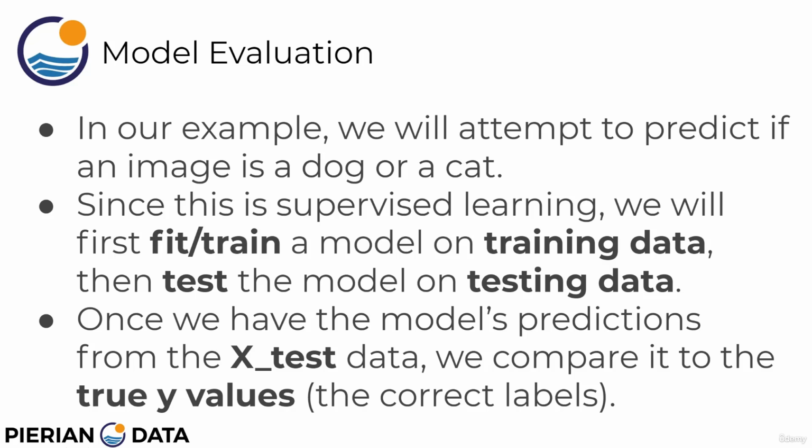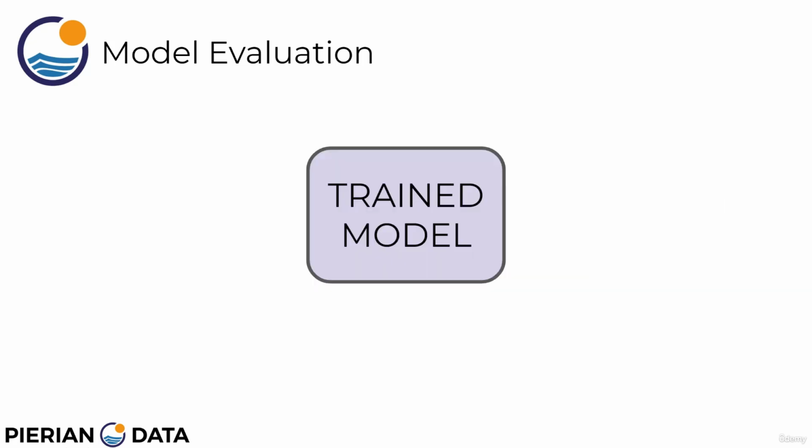Since this is a supervised learning problem, what we're going to need to do first is fit or train a model on training data. That means we're going to have images that someone's already labeled dog or cat, so we know the correct answer on these images. Then, we're going to test that model on the testing data. So we're going to show new images that the model hasn't seen before, get the model's prediction, and then compare the results of the model prediction to the correct answer that we already know. So once we have the model's predictions from X test data, we compare it to the true Y values, the correct labels. So let's actually diagram this process out.